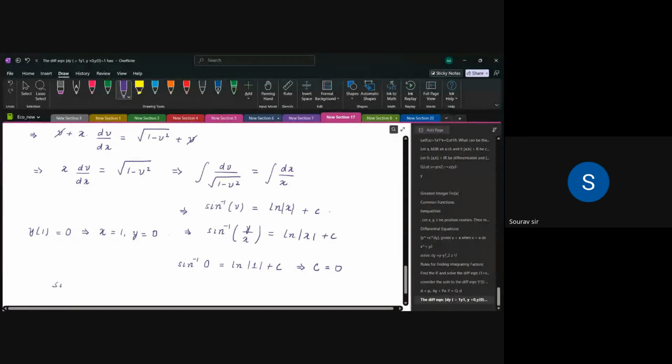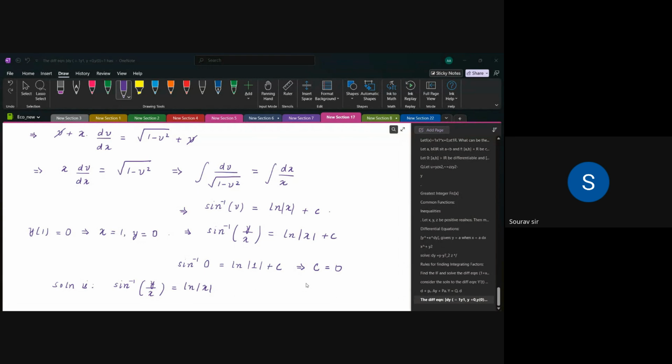So that means the solution is sine inverse of y by x is equal to log x. So which option is matching?